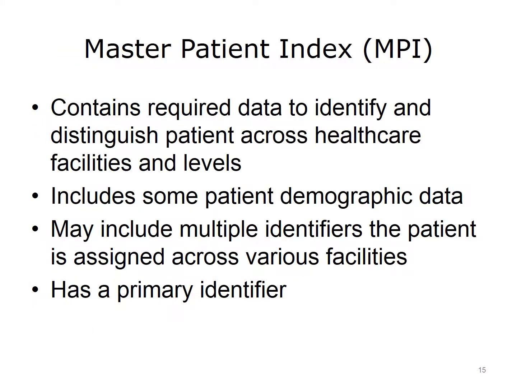Master patient index systems are necessary to locate a patient, particularly if the patient has multiple numbers across many systems. A clinic may assign one number, the hospital another number, an employer another number, and the insurance plan another number. The MPI links all of these numbers together. The MPI contains required data to identify and distinguish the patient across healthcare facilities and levels, includes some patient demographic data, may include multiple identifiers the patient is assigned across various facilities, and has a primary identifier. The MPI may also provide a linkage to other family members. Issues of privacy and security are factors in designing and accessing MPIs.